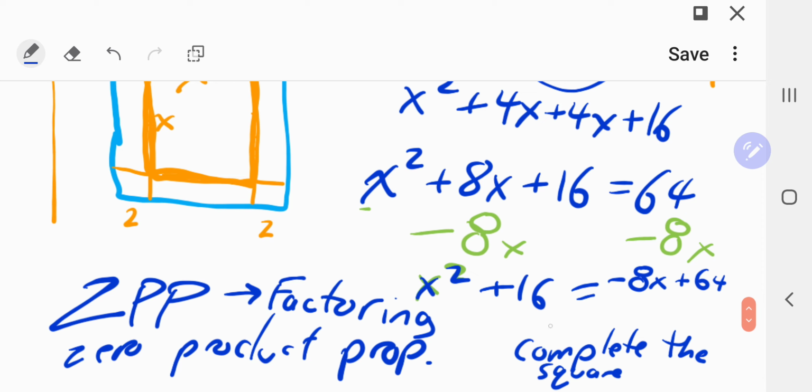You can complete the square, and the last one is to use a special formula that actually comes from completing the square. That'll be a fun formula to see.